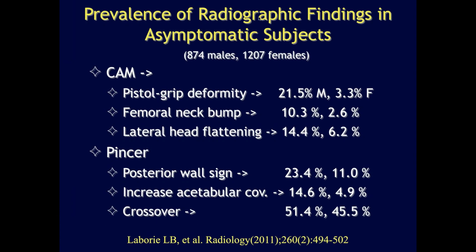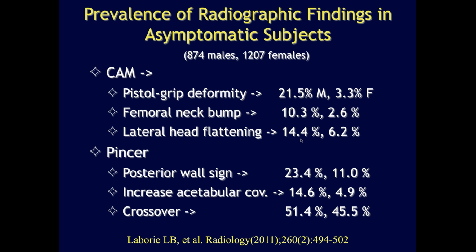So this is the prevalence of radiographic findings in people who are asymptomatic. And what you find is about 21% of males and 3% of females will have a pistol grip deformity, even though they're asymptomatic subjects with no concern about hip pain or impingement. The femoral head neck bump you see in 10% of males and about 3% of females, and you can get lateral head flattening in about 14% of normal males.